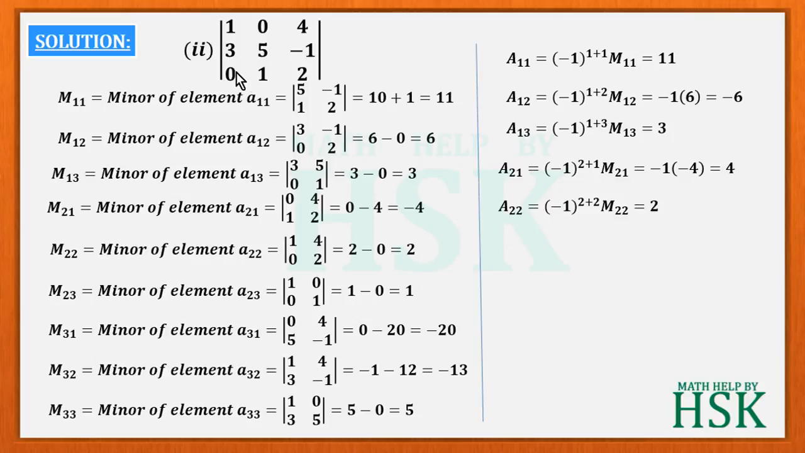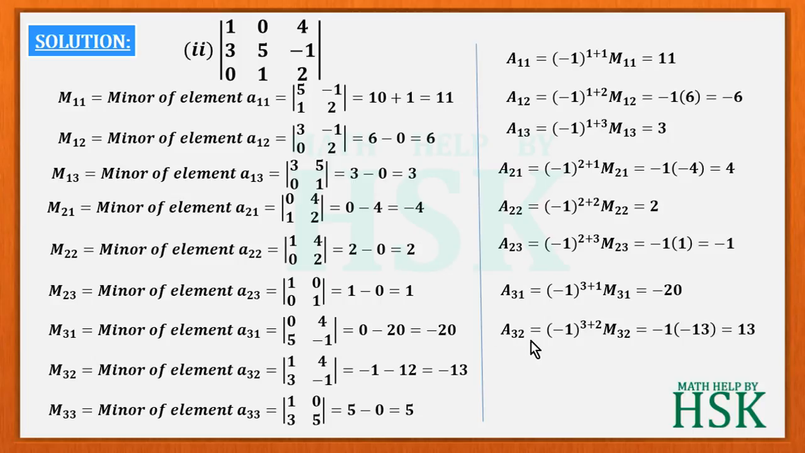A22, that is this element 5, is located in the leading diagonal, so its value is equal to 2. A23, it is not located in the leading diagonal, so its value would be the negative of its minor, that is minus 1. A31, located in the leading diagonal, so value same as its minor, minus 20. A32, it is not located in the leading diagonal, so its value would be the negative of its minor, and A33, its value would be the same as its minor because it is located in the leading diagonal.